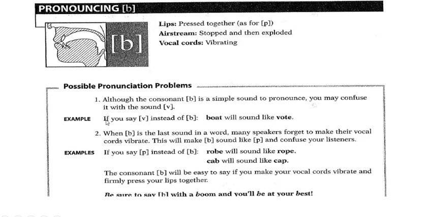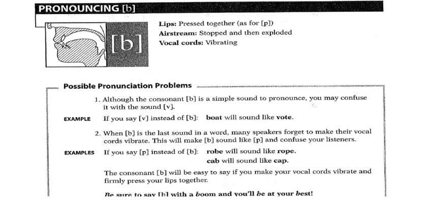We have here one example. If you say v instead of b, boat will sound like vote. You see? So that is why I told you that if you don't make a difference in vibration or in voicing, or in making this sound correctly, okay, in this case both sounds are voiced sounds, you see. But in this case, you have to use two lips, both. But when you say vote, then you are using teeth and lips.